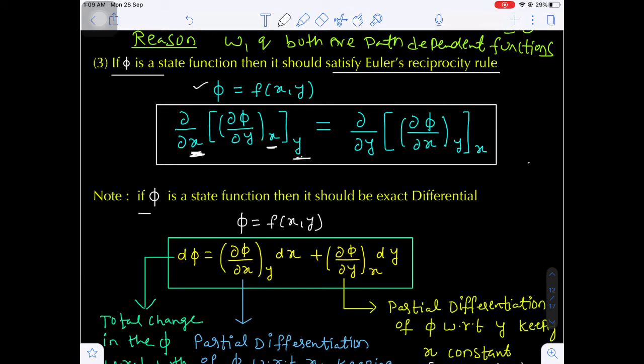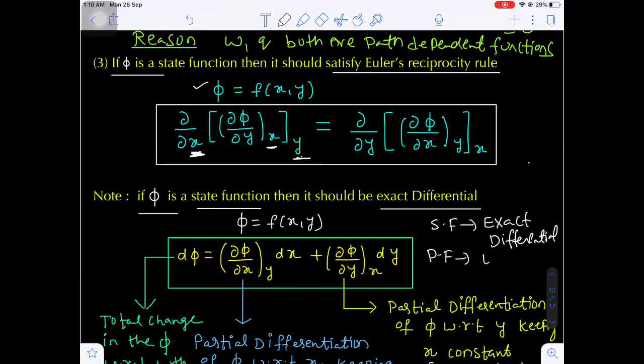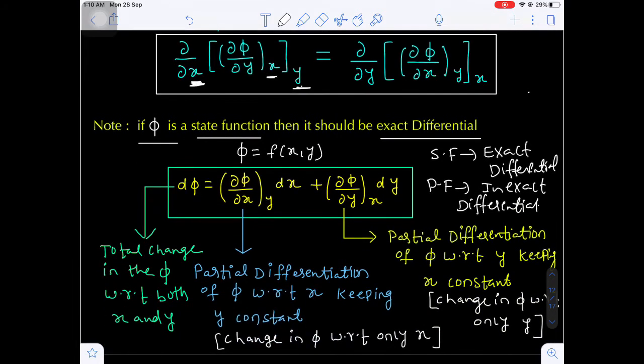Okay, now one more important note I am writing here. If phi is a state function, it should be an exact differential. Now what is the meaning of exact differential? A state function is an exact differential. Remember, whereas a path function is an inexact differential. Inexact differential. Okay, now what is the exact differential?